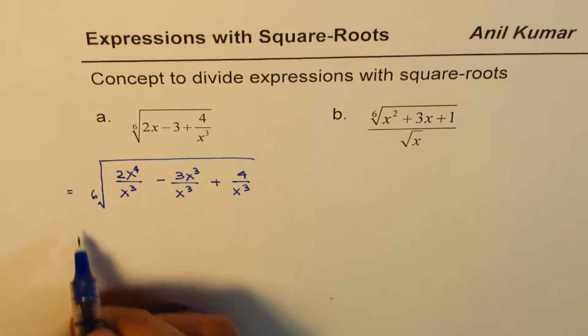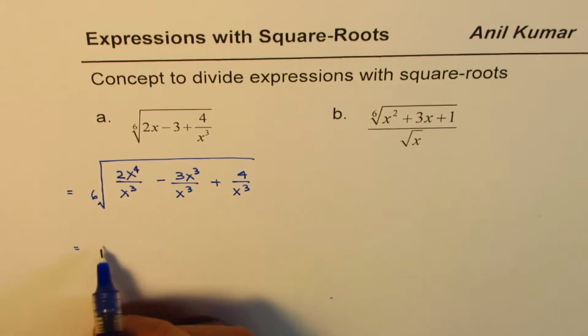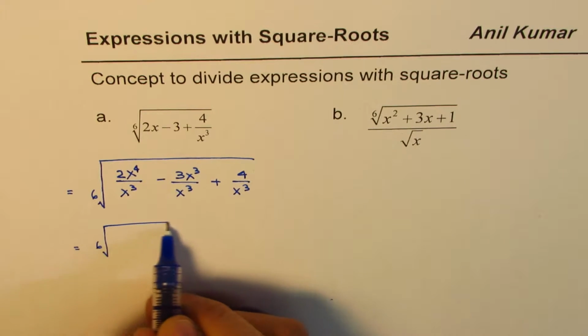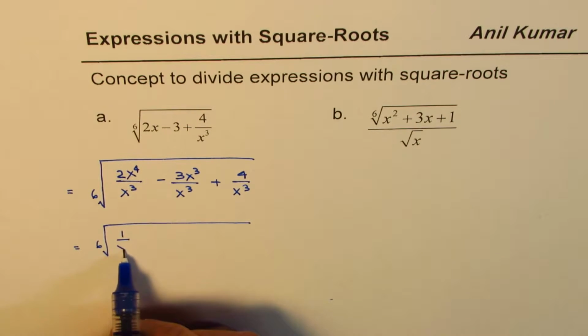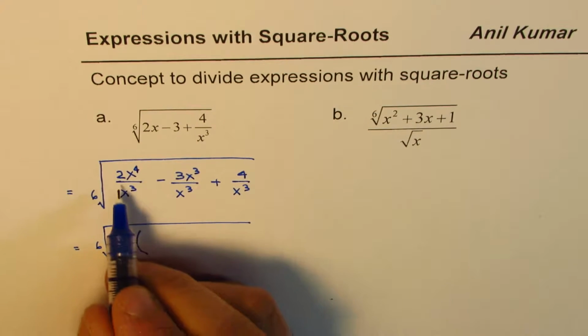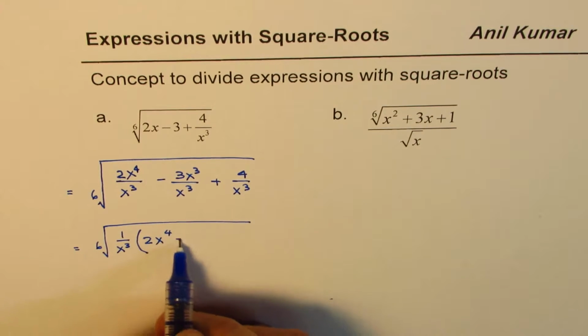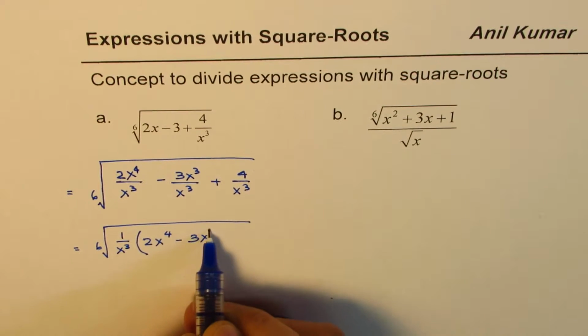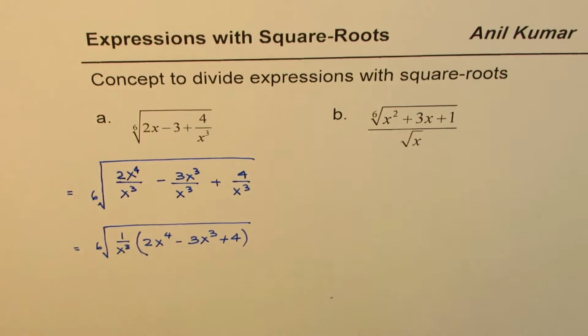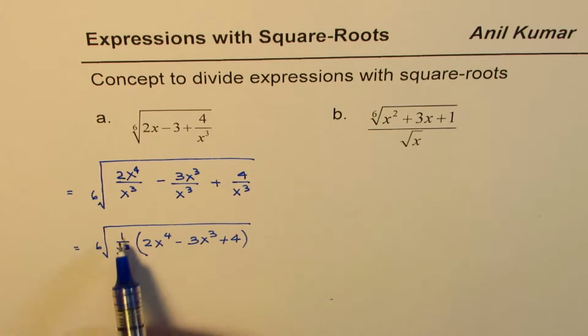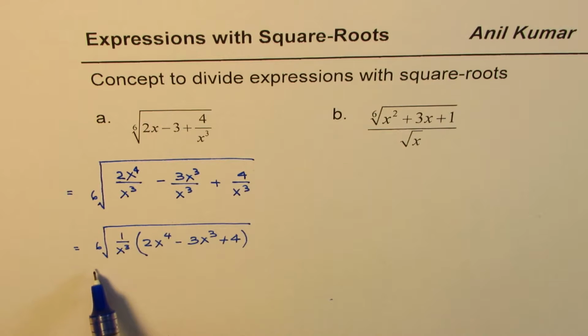So what we could do now is factor out x cubed. We can factor out 1 over x cubed. So what do we get? We get 2x to the power of 4 minus 3x cubed plus 4, correct? So we factored out x cubed. Now can you take this outside the sixth root? What will happen if you take x cubed out of the sixth root? So we are writing x to the power of 3, sixth root of that. So what should that be? This is what you need to figure out.